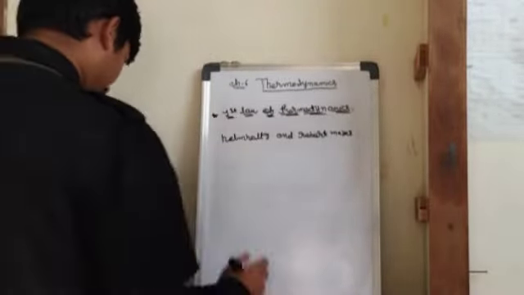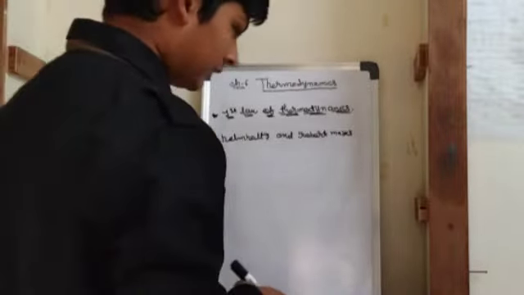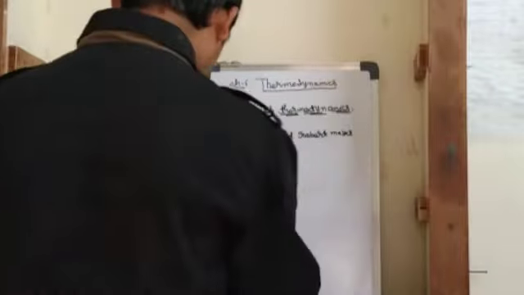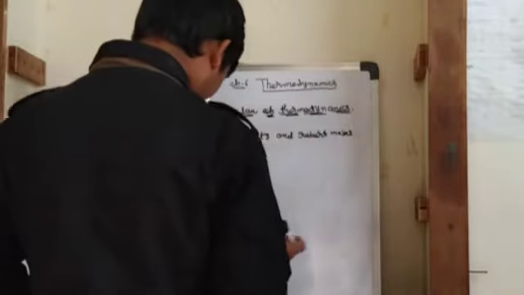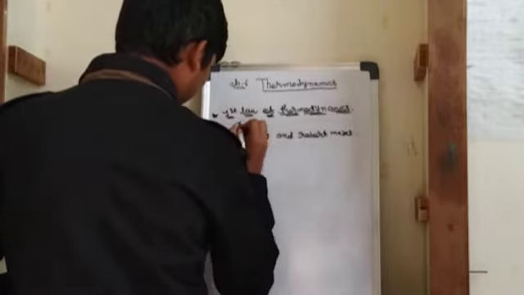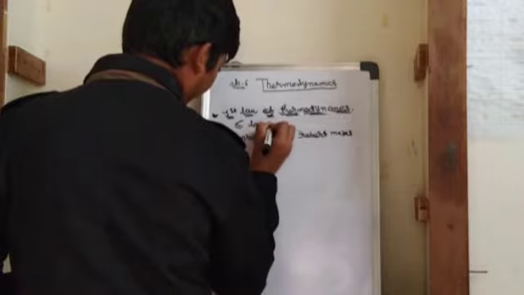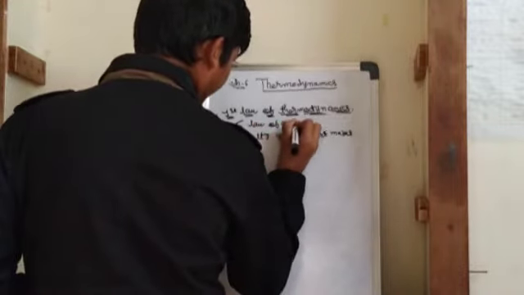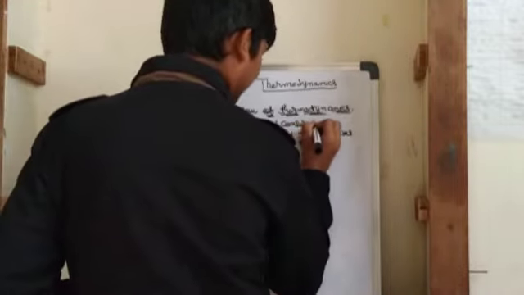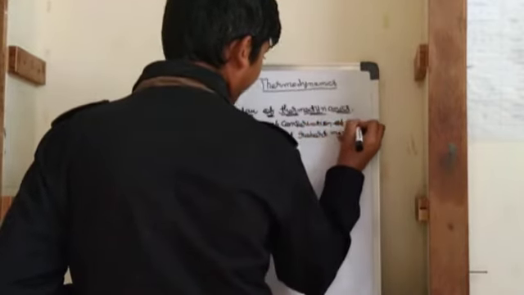Now let's go for the statement. It states that the energy of an isolated system is constant. That is, energy can neither be created nor destroyed. That is why we also call it the law of conservation of energy, where there is no change in energy. Energy will be constant.